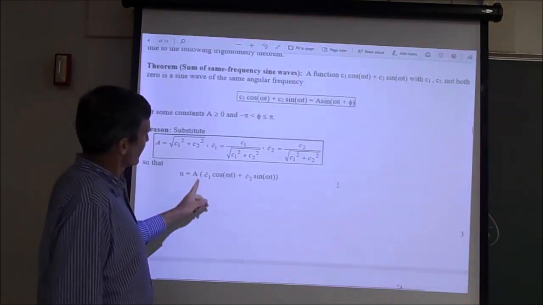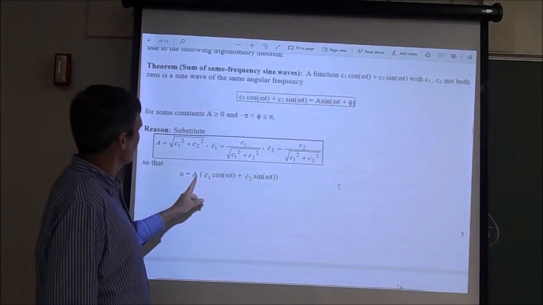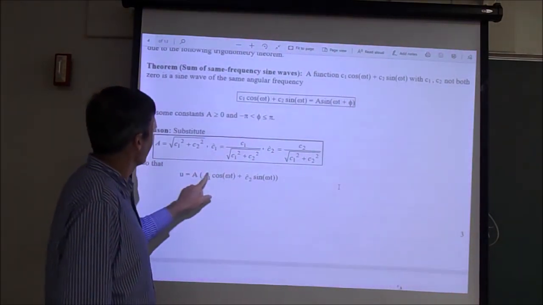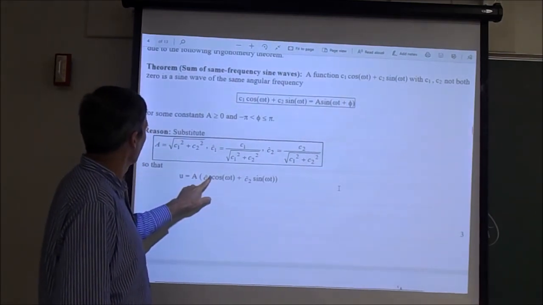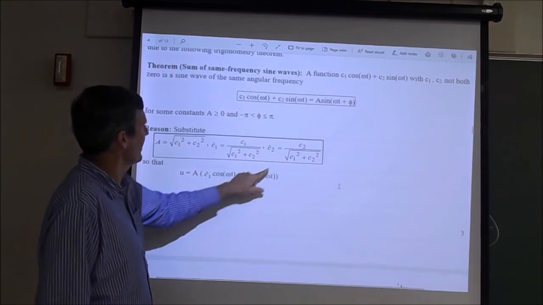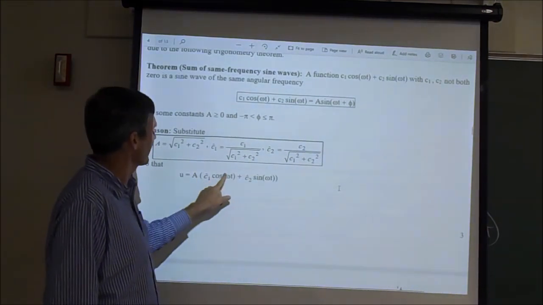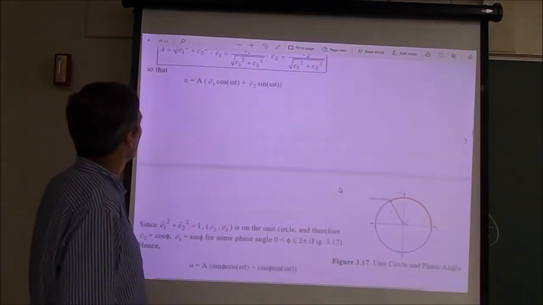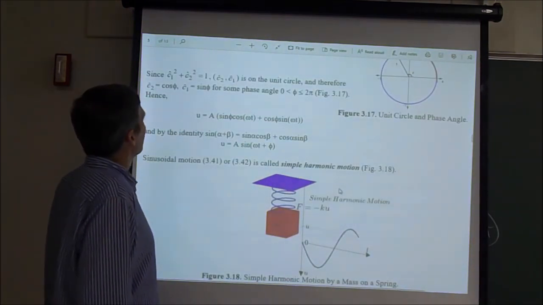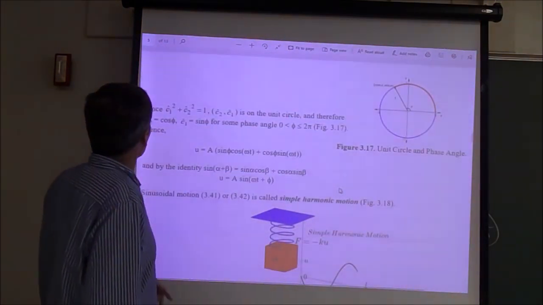You can write u equals c1 cosine plus c2 sine as u equals A times all this stuff, because A times c1 hat, if you multiply it out, is c1, and A times c2 hat is c2. So this says c1 cosine plus c2 sine, just like you had before. All you did was change the names of your constants. Now here's a picture up here we can use.